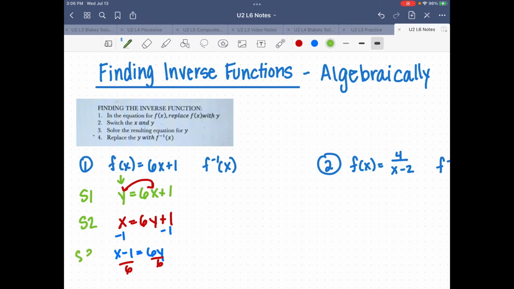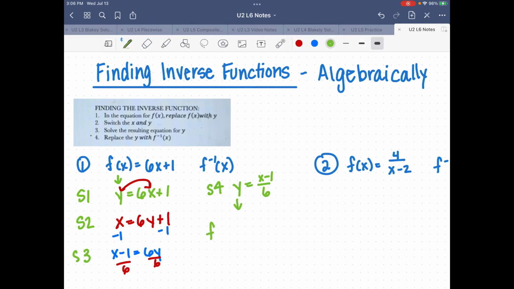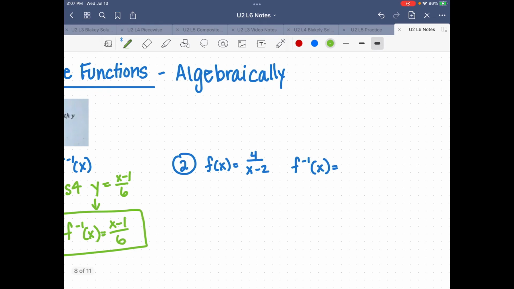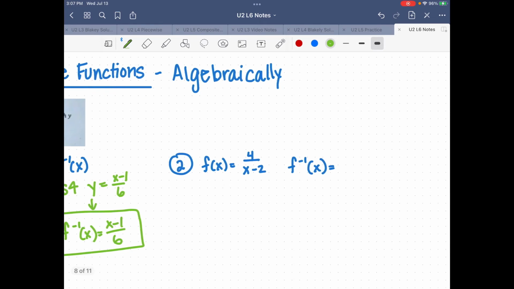want to replace that y with the inverse. Let me write that a little bit better. The inverse, and that's all we do. Okay, I'm going to keep them pretty simple for you today. All right, so let's do this one. My first step is to replace f of x with y. Then step 2, I'm going to switch my x and my y.